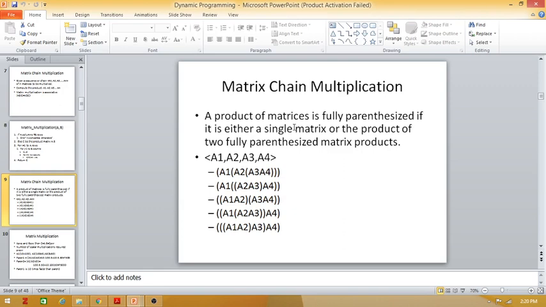How can we reduce the number of scalar multiplications? It is actually by giving a different order for multiplying a chain of matrices. How will you do that? With the help of putting parentheses like this. And which property of matrix multiplication actually helped us here? The associative property helped us here. Using the associative property of matrix multiplication, we can have different parenthesizations.